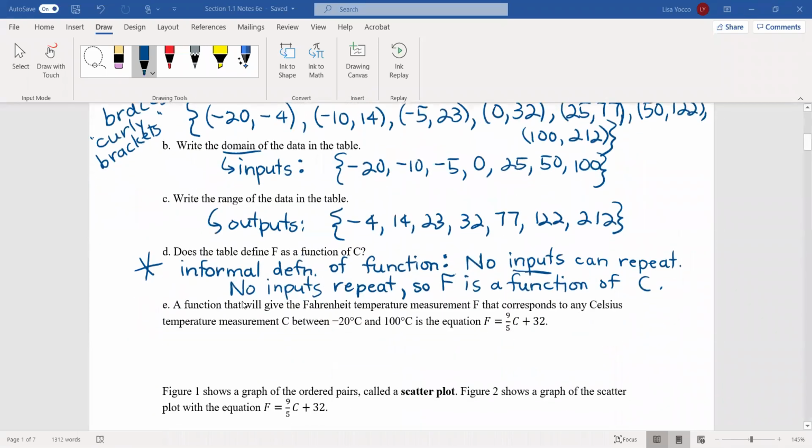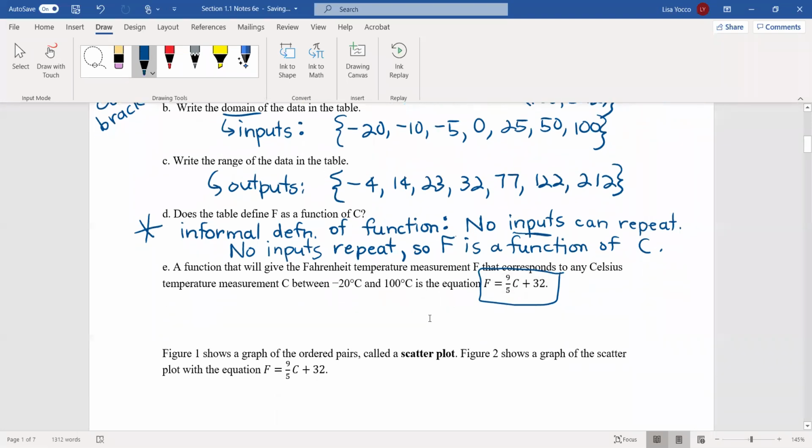Okay, so the next part says, this is a well-established fact in the science world. There is an equation, which is also a function, that shows this relationship between the Celsius and Fahrenheit temperature: F equals 9/5 C plus 32, okay? So that's the function that gives the rule, or equation, all right?